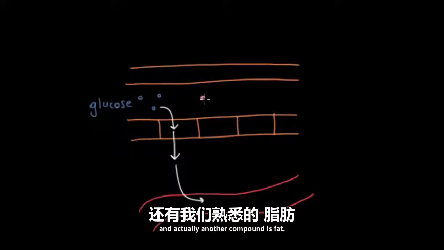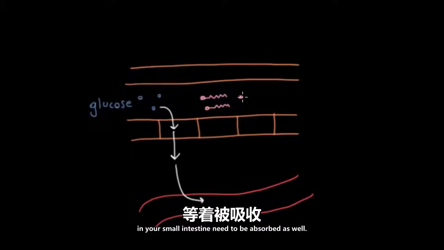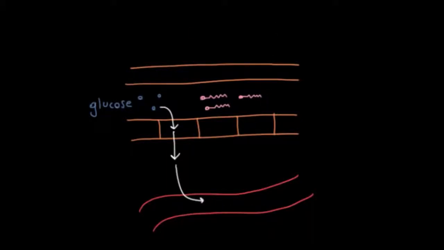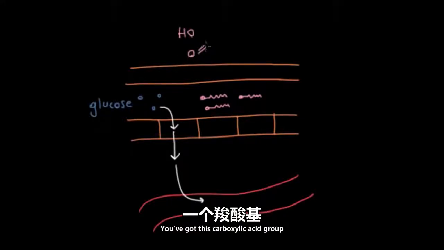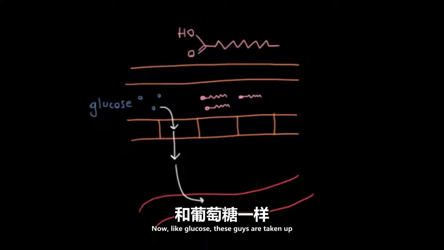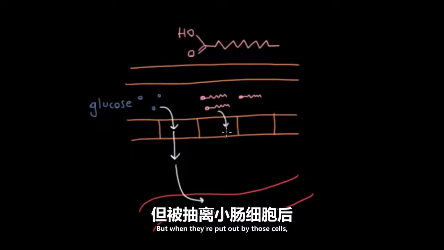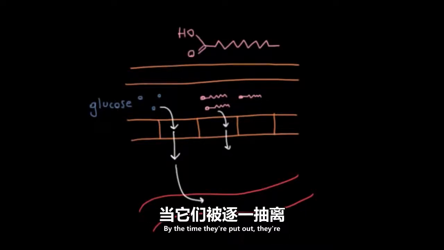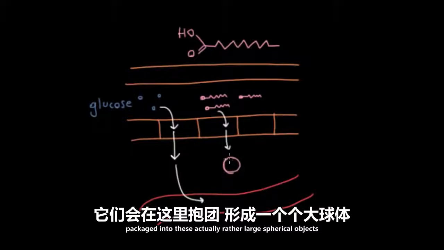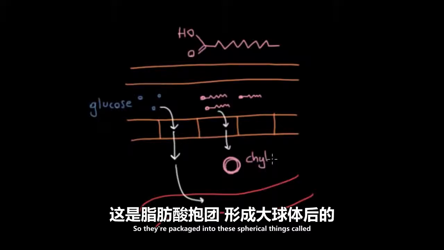But glucose is not the only thing which needs to be absorbed in your small intestine, and actually another compound is fat. So fatty acids, which are floating around in your small intestine, need to be absorbed as well. And the structure of these things, to remind you, looks something like this. You've got this carboxylic acid group attached to a long chain of carbons. Now, like glucose, these guys are taken up by these cells in the intestine, but when they're put out by those cells, they no longer look like this. By the time they're put out, they're packaged into these actually rather large spherical objects which have a weird name. It's chylomicron. So they're packaged into these spherical things called chylomicrons.